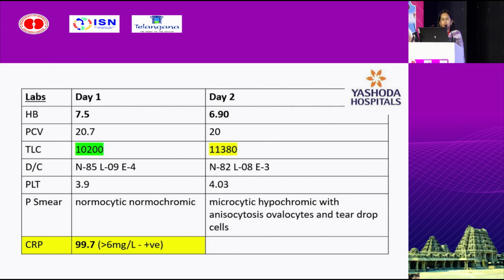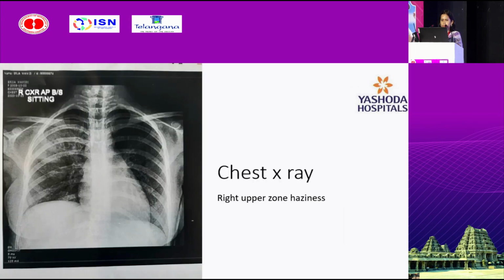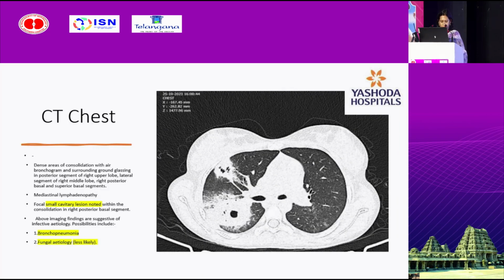CRP rose further to 99, and there was anemia with elevated WBC count. Chest X-ray was done and it showed haziness in the upper lobe. CT scan showed consolidation with cavity. Because it was a cavitary lesion in a 15-year-old child, it was suspected to be of bacterial origin, and fungal etiology was considered unlikely because there was no history of immunosuppression.